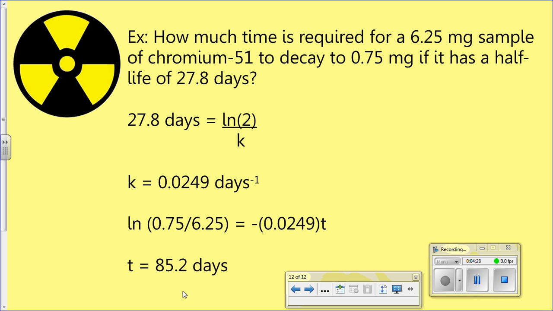We can then use that k and the quantities in the problem, the 0.75 milligrams over 6.25 milligrams originally, and solve for the time it took in order to decay to those quantities, which is 85.2 days. Problems like this obviously would require the use of a calculator. These would not be examples of multiple choice questions. These would be examples of calculation questions.